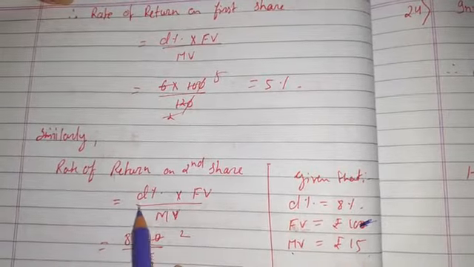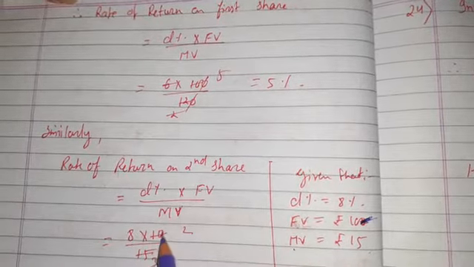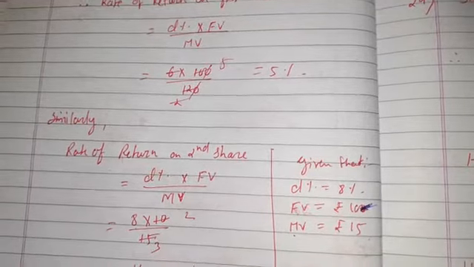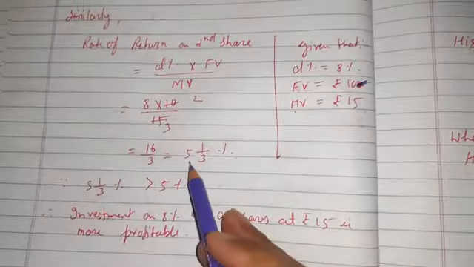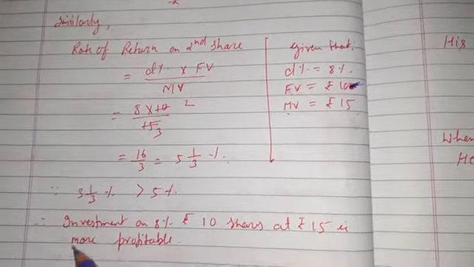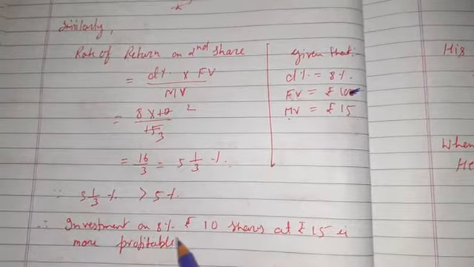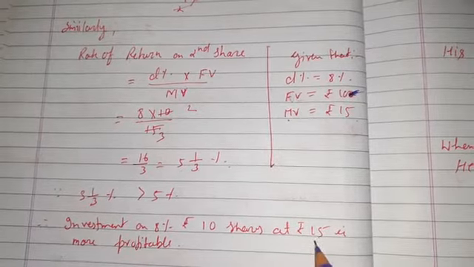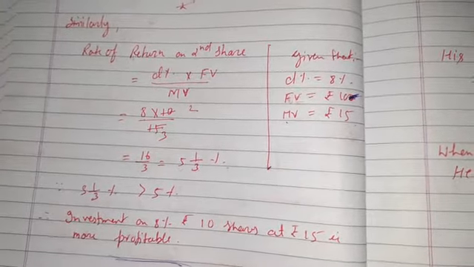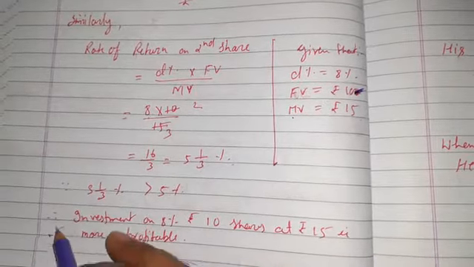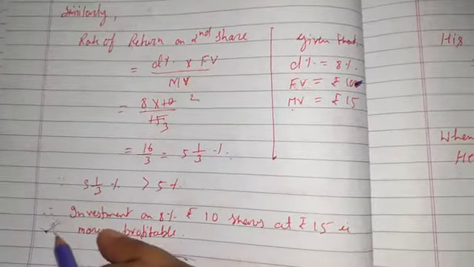So we use all the values, 8 into 10 upon 15 we calculated, and we got this is 5 whole 1 by 3%, and we know that 5 whole 1 by 3 is more than 5%. So investment on 8% rupees 10 shares at rupees 15 is more profitable. See, in this question I ended the statement in a different way, and in the previous question in a different way. You may choose any one, both are correct.